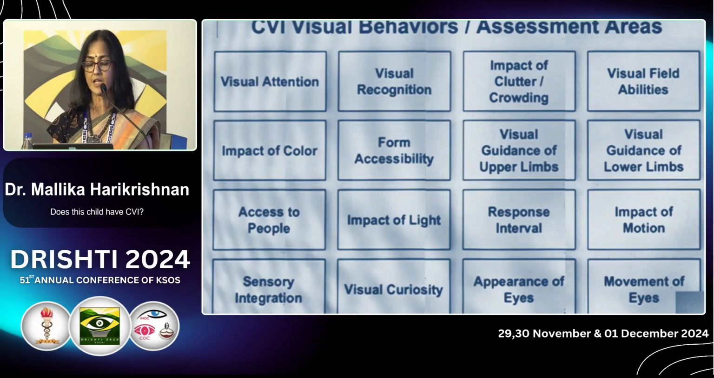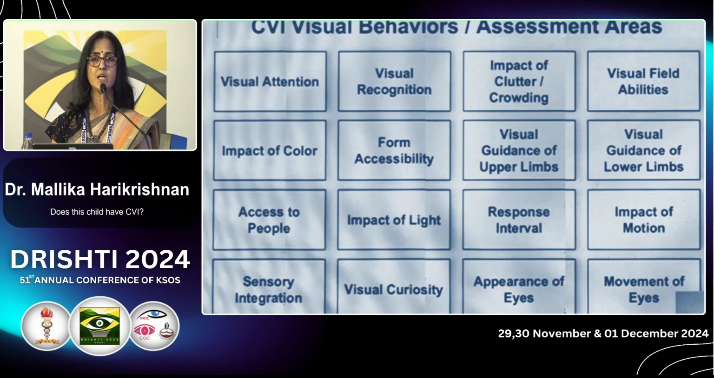There are 16 areas of visual behavior affected in these children. The child may have normal vision or a subnormal vision, but may have some of these visual behaviors specific to each child. We should know what is specific for each child, and accordingly measures are initiated to improve her visual function.